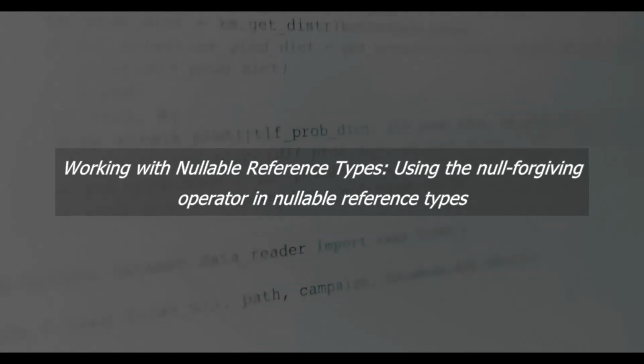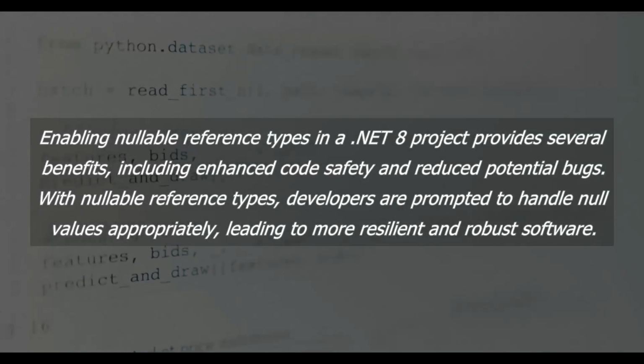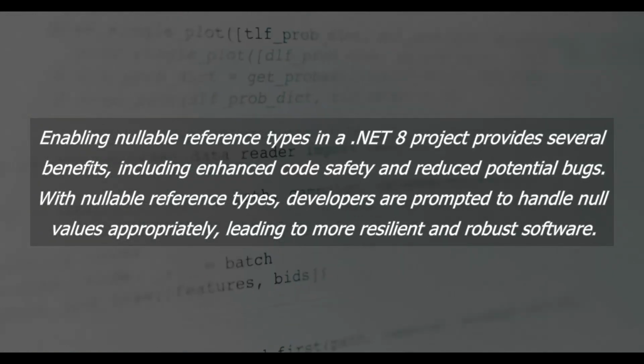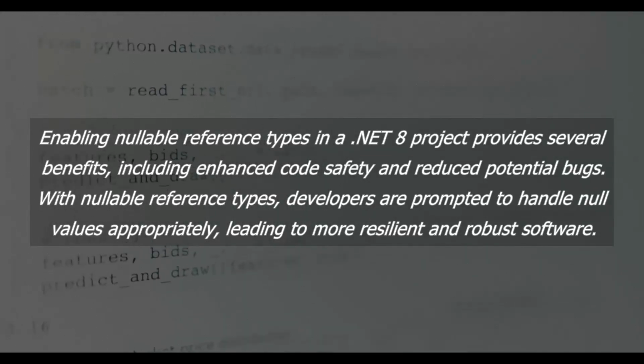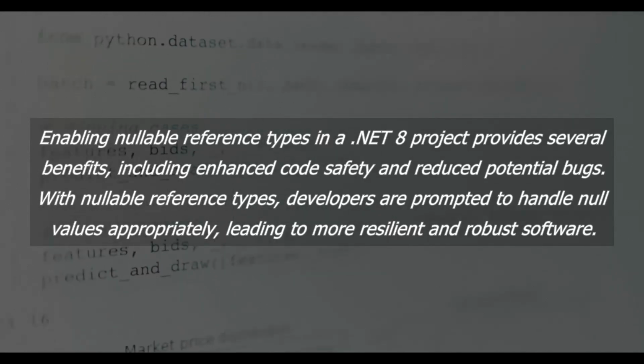Working with nullable reference types. Using the null forgiving operator in nullable reference types. Enabling nullable reference types in a .NET 8 project provides several benefits, including enhanced code safety and reduced potential bugs. With nullable reference types, developers are prompted to handle null values appropriately, leading to more resilient and robust software.